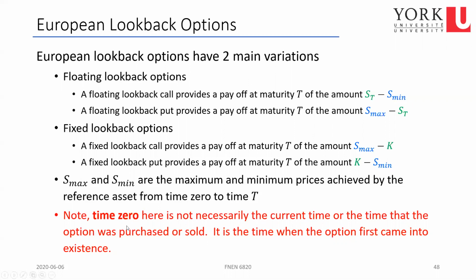So just be careful about the time period that is required to calculate the maximum price of the stock or the minimum price of the stock in the history. And the history is usually the time when the option first becomes available, or is first in existence, till maturity time.